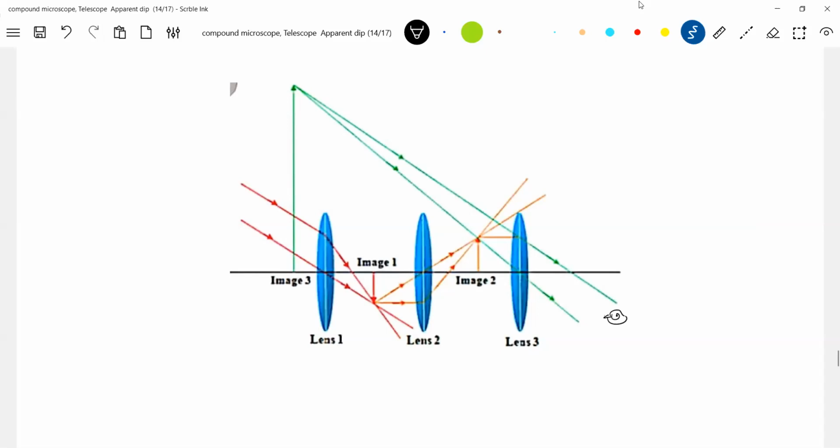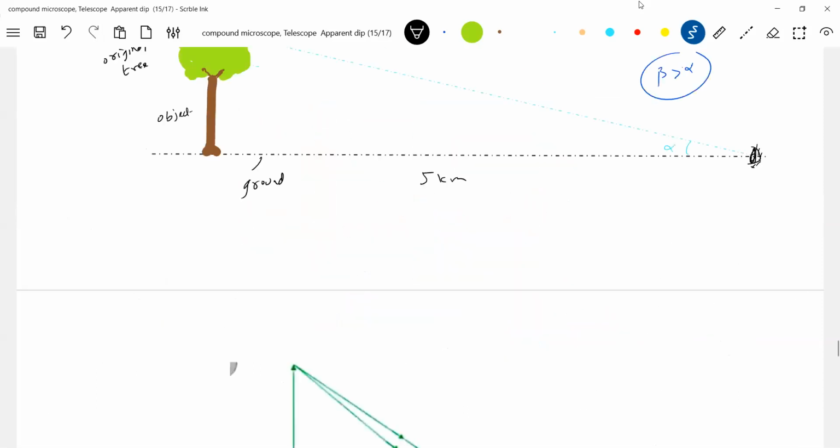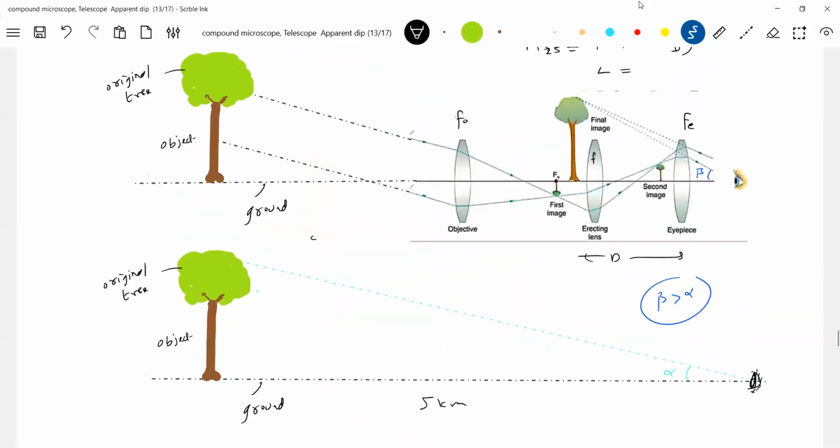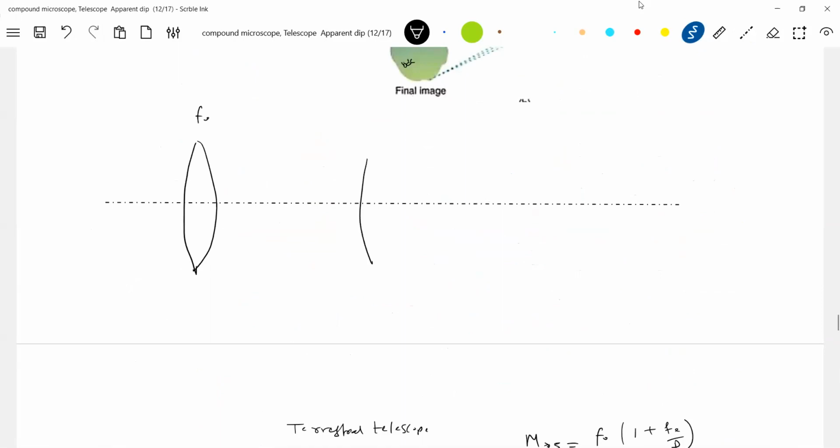Rays are parallel. Okay, normal adjustment. I don't have this diagram, so I'll draw it here only. In the normal adjustment, I'll show the diagram. This is the objective lens. This is the erecting lens. And this is the eyepiece.